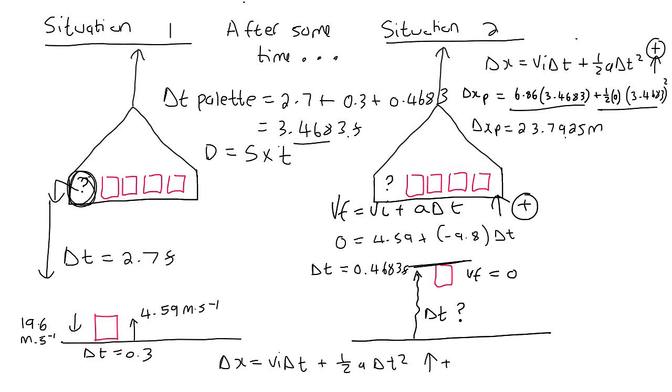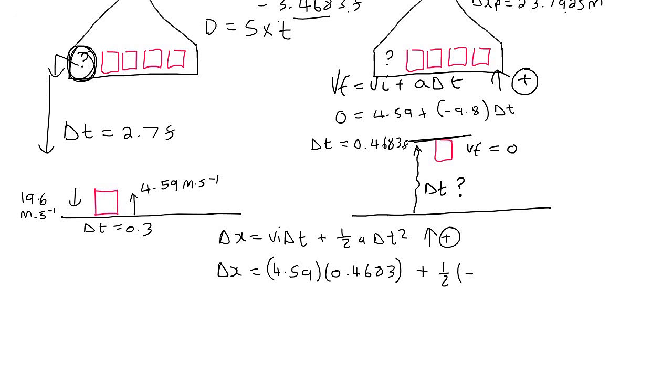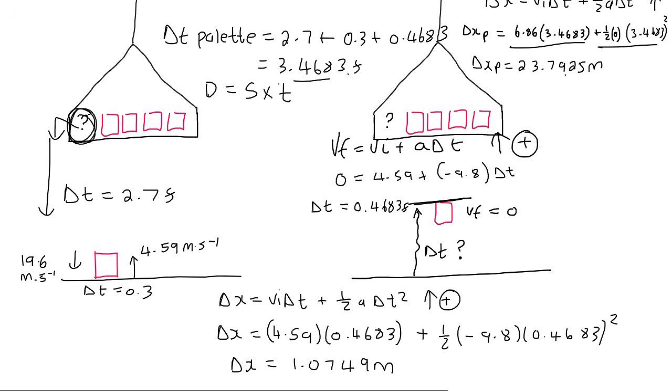I'm going to choose upwards as positive, and so we can see that the distance it went up, so the initial velocity is 4.59. The time that it was in the air for that little piece is that. Gravity is negative 9.8 because we chose upwards as positive. It's not moving at a constant velocity, so it does have an acceleration. And then the time, once again, 0.4683 squared. Please remember the squared. A lot of students forget that. And to 4 decimal places, because it's not our final answer, it'll be 1.0749 meters. So that is this distance.